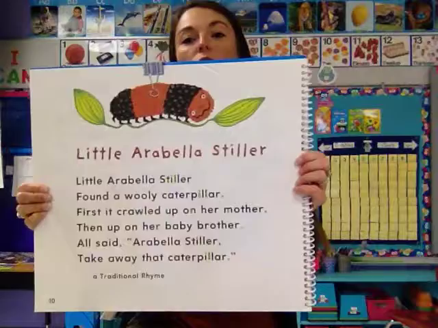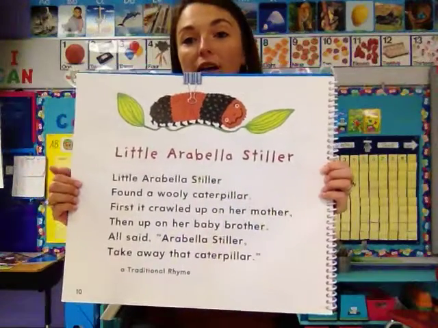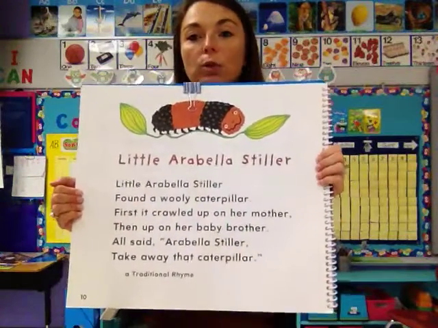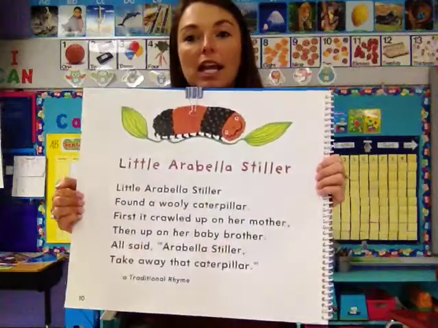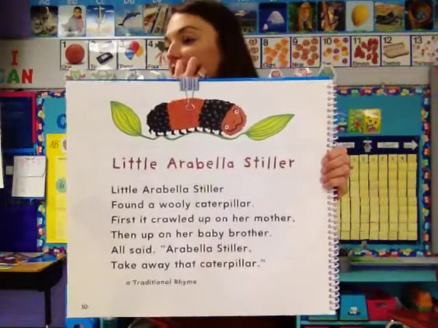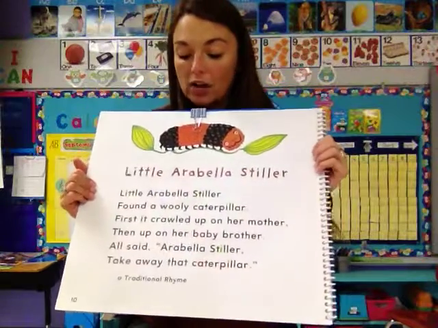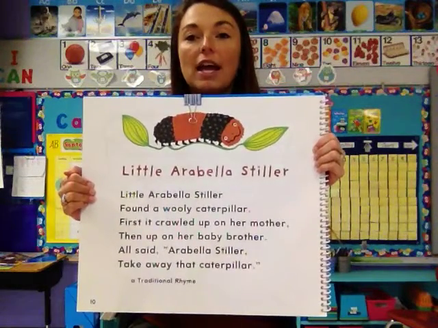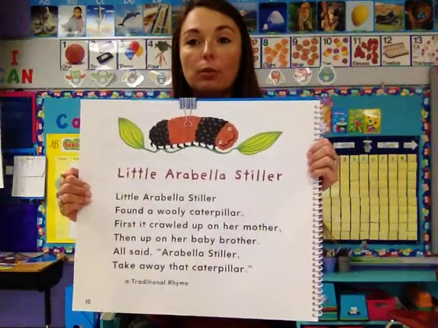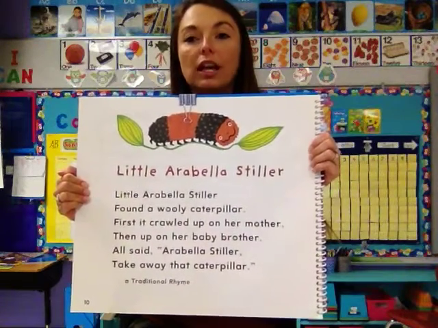So in the story, the little girl's name is Arabella Stiller. So the first thing we're going to talk about today are our names. And we talked a few lessons ago about how important our names are. And when we write our name, the first letter in our name begins always with an uppercase capital letter.